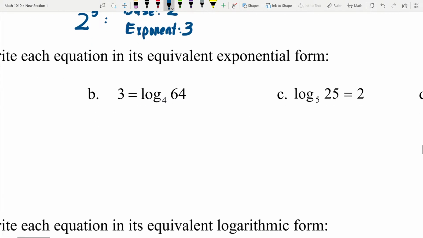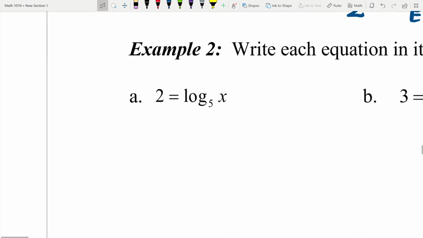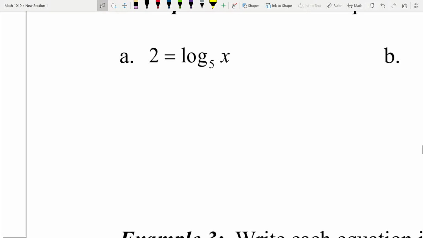Okay, let's do some conversion. These are in log forms. You guys, I'm not making fun, but sometimes people don't know which one's log and which one's exponential. If it says log, it's log. If it doesn't, then it's exponential. Okay, everybody look right here. See this base 5? Write it down.